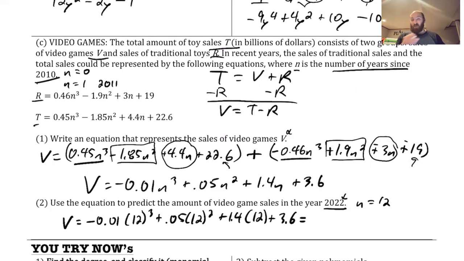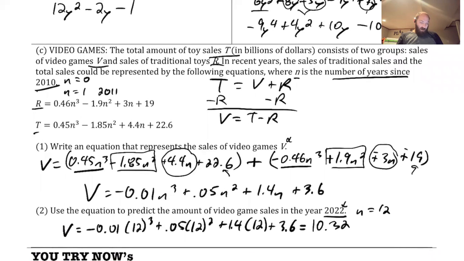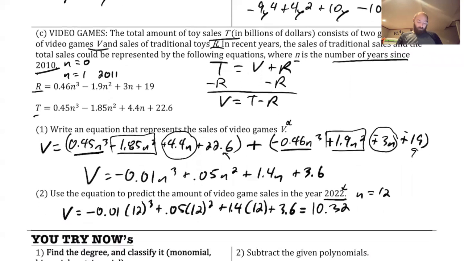Okay, I'm going to go ahead and just calculate that on my own calculator. I'll pause first real fast. Okay, and so I get 10.32 as my answer for V here. And so remember, V represents, what does it say? Sales of video games in billions of dollars. Okay, so we're saying that V is equal to $10.32 billion. And that's just from video games.